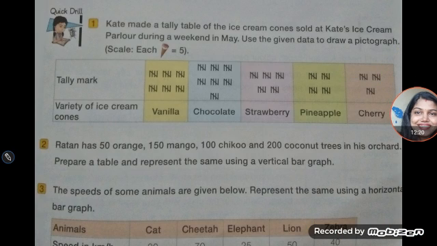Quickly see with the next question children. Kate made a tally table of ice cream cones sold at Kate's ice cream parlor, okay, during a weekend in May. Use the given data to draw a pictograph. Scale: each ice cream is equals to 5.